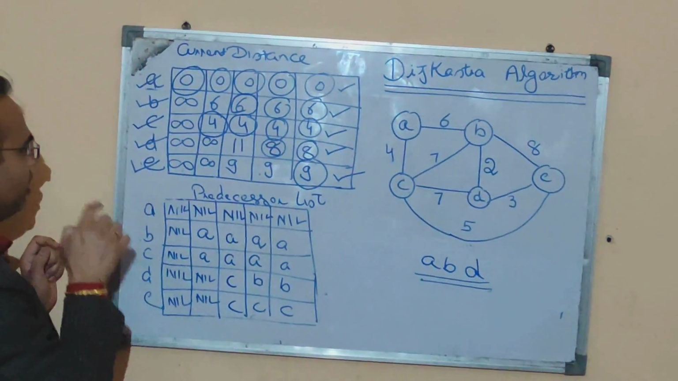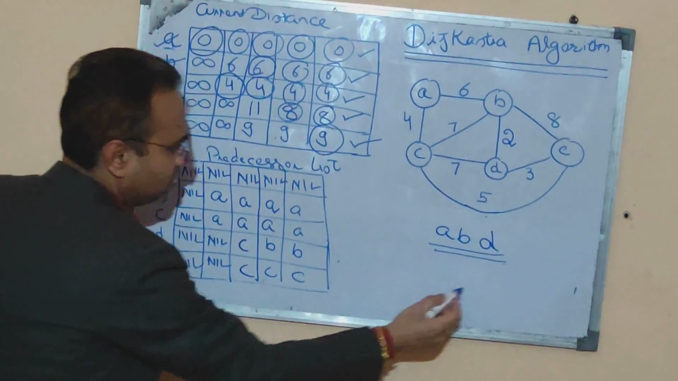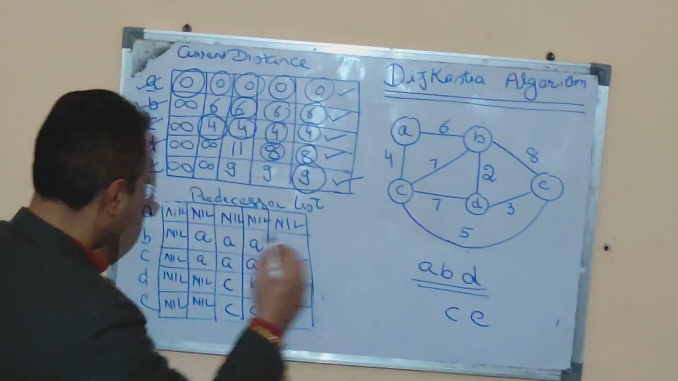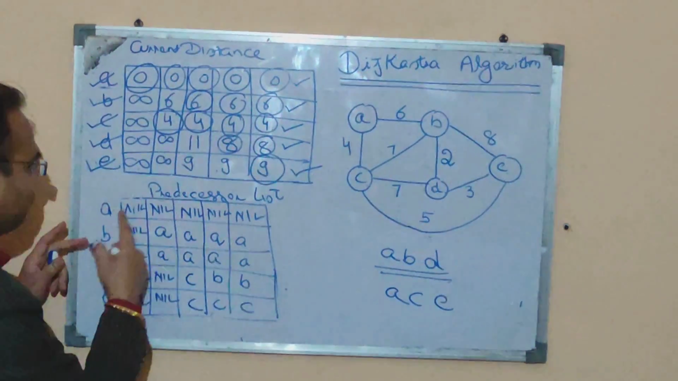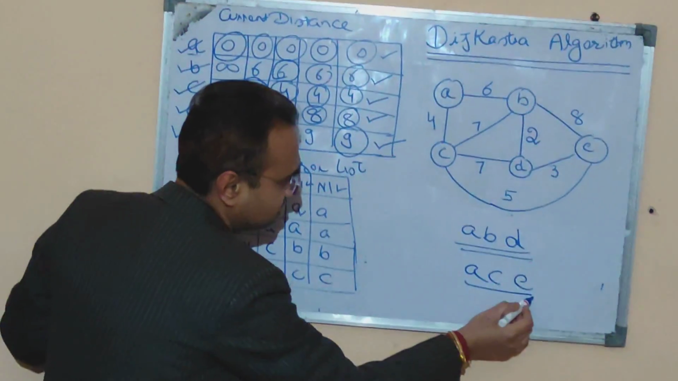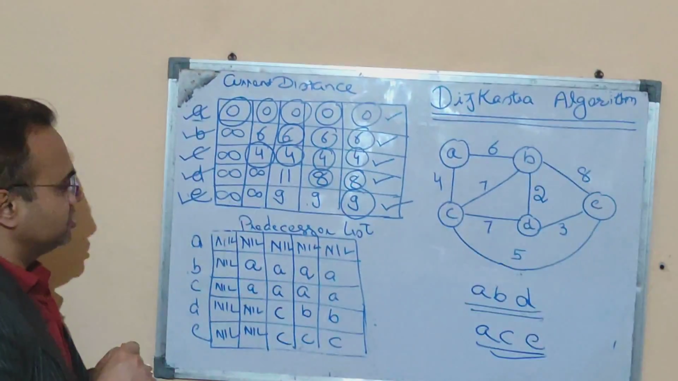Similarly, if we want to find out the shortest path to E, you will start from E. The predecessor for E is C and for C it is A. And further for A it is nil, so we will stop here. A, C and E is the shortest path. So I hope the topic is clear to you.